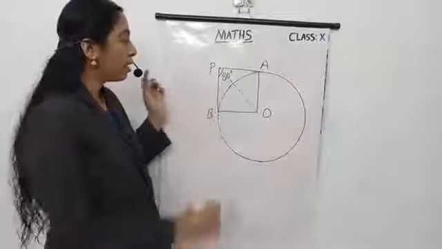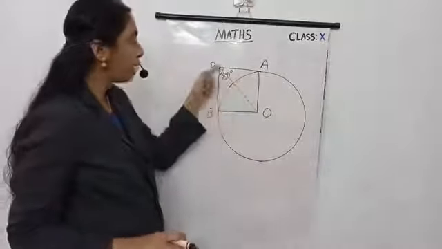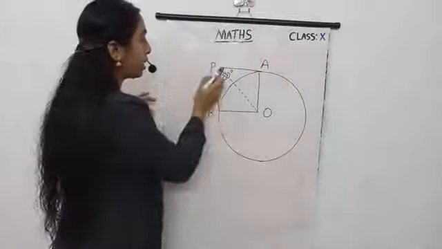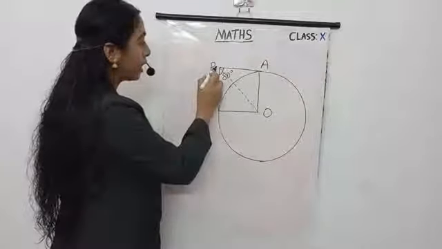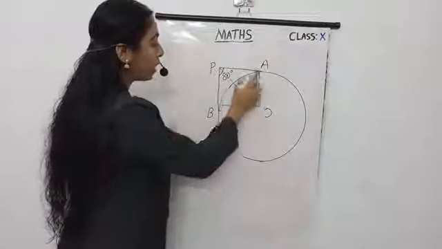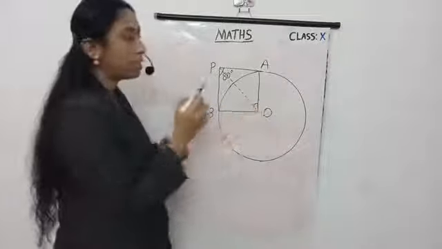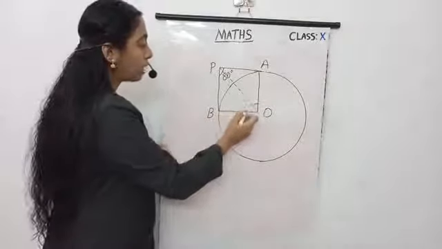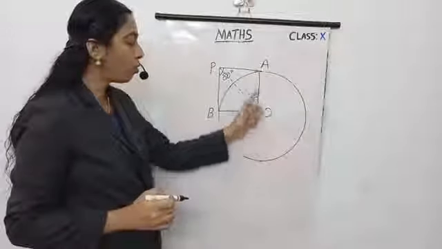Now listen here, this is a circle with the center O, and PA and PB are two tangents inclined here at an angle of 80 degrees. We need to find angle POA, that means this angle. So first we are going to find this total angle, that is angle BOA.